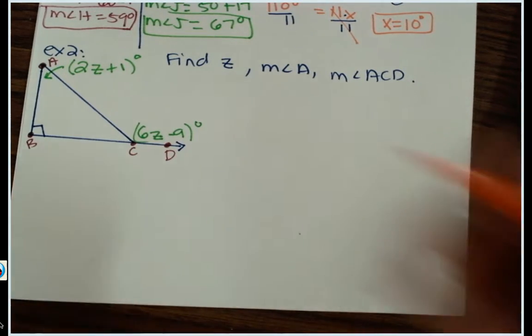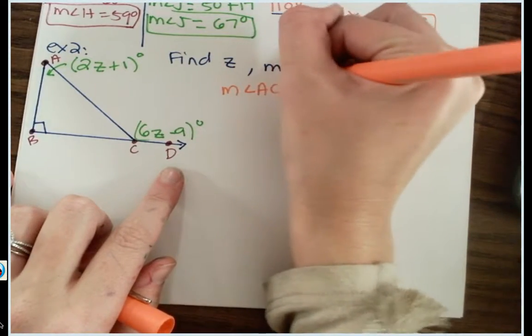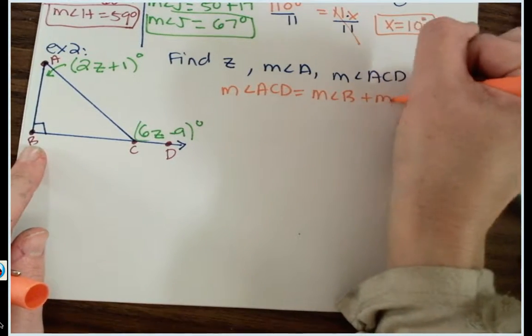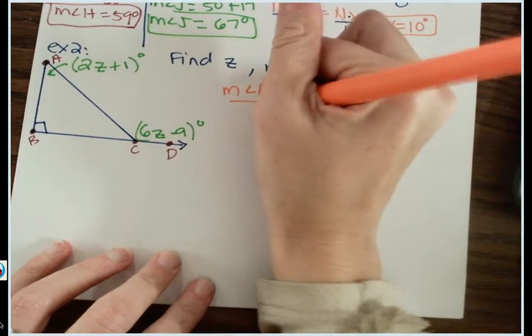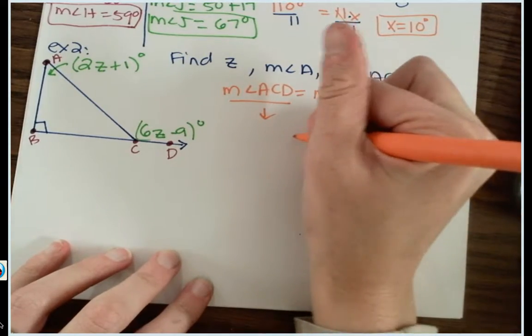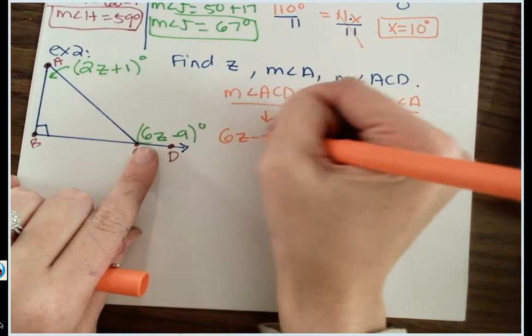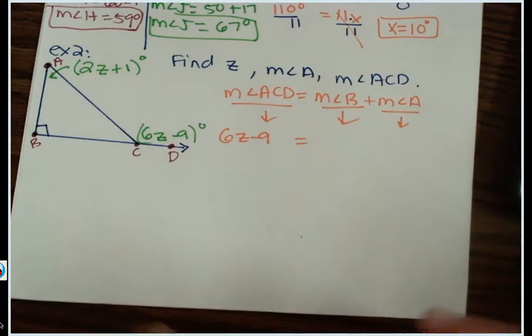All right, let's set this thing up. So the measure of angle ACD equals the measure of angle B plus the measure of angle A. Yay, the triangle exterior angle theorem. All right, guys, let's substitute in the values for what they equal. Okay, so the measure of angle ACD we know is 6Z minus 9. I like to put lines through my Z's so you know they're Z's and not 2's.